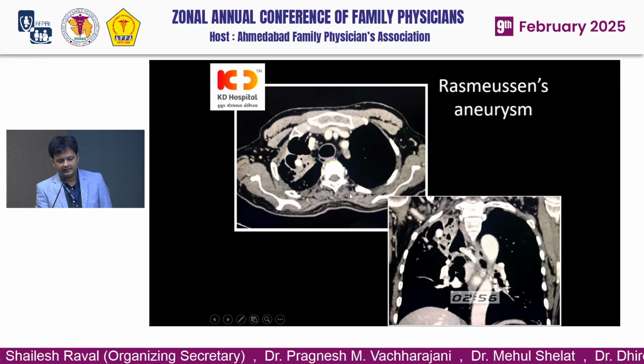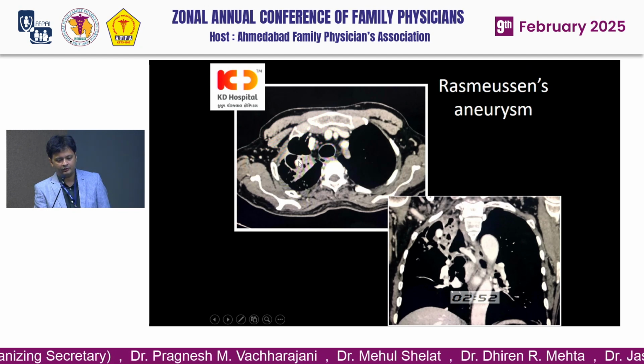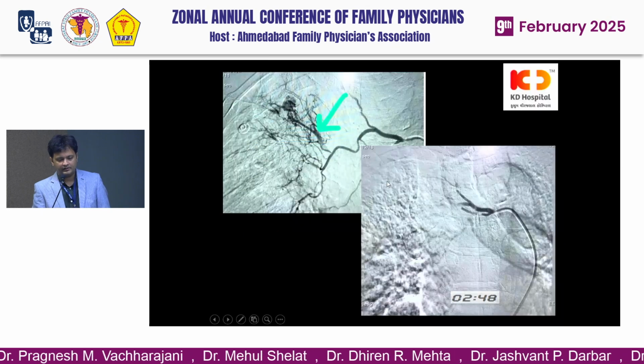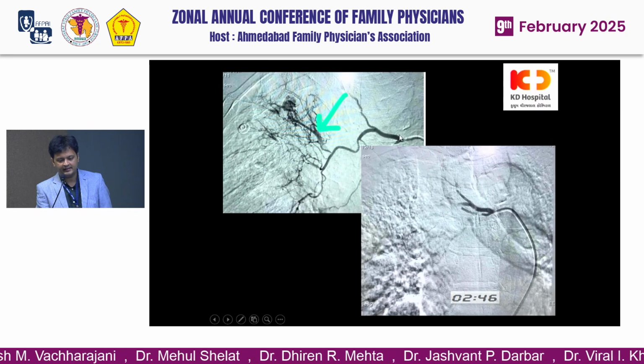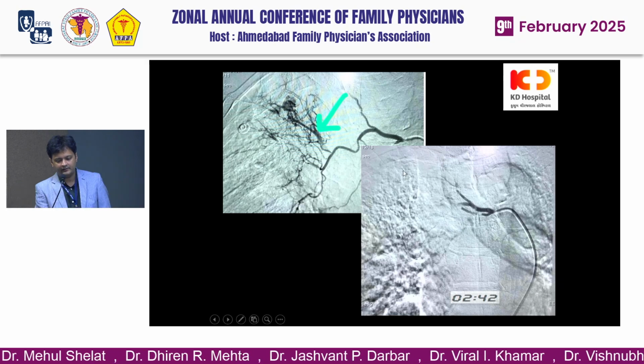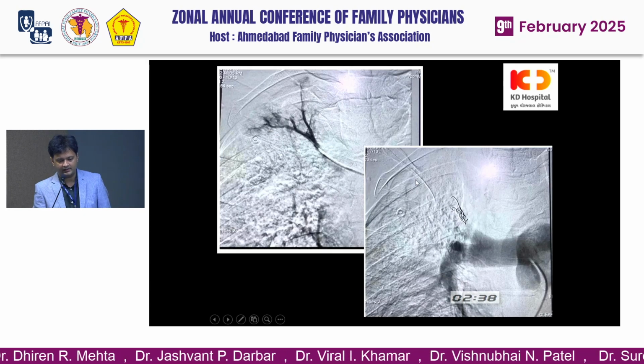And this was another case of Rasmussen's aneurysm. You can see there is a large cavity in the right upper lobe and there is an aneurysm which is impending to bleed. So this was also embolized. This is a right bronchial artery catheterization. You can see the aneurysm, and once we have embolized with PVA particles, the aneurysm is not filled up with contrast.